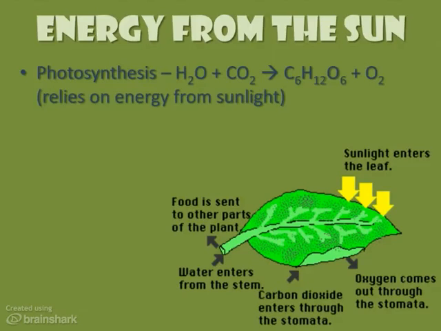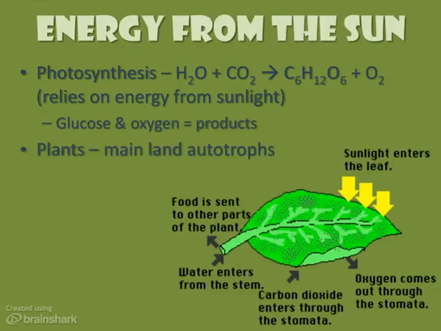Okay? So photosynthetic producers, photosynthesis takes hydrogen and oxygen in the form of water, carbon and oxygen in the form of carbon dioxide, breaks them up and makes glucose and oxygen as products. And the plant uses that glucose and it puts oxygen back out into the atmosphere. Plants are the main land autotrophs. Okay, so that's what we have on land. We call them plants.